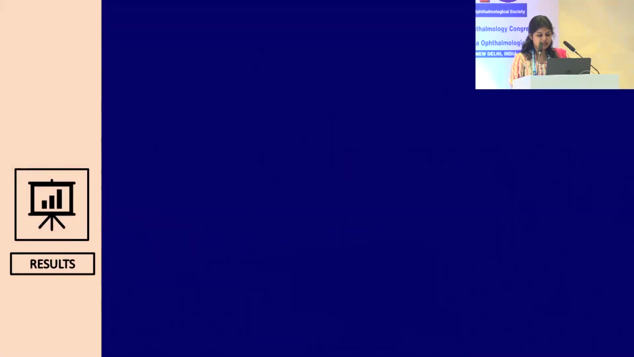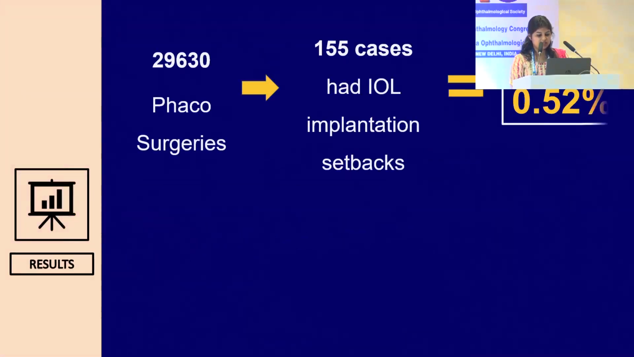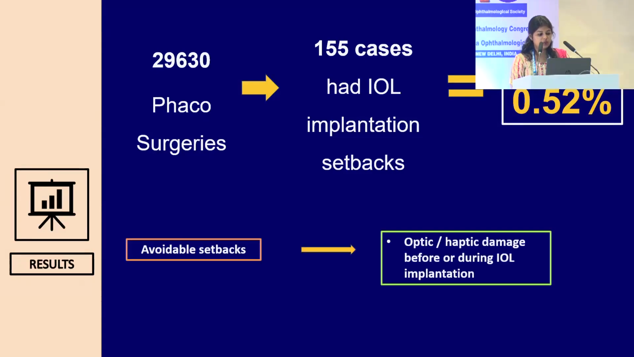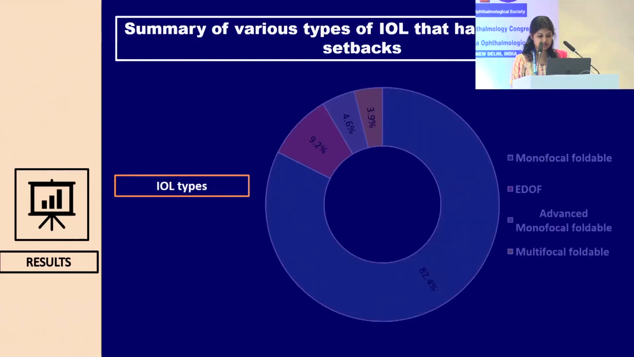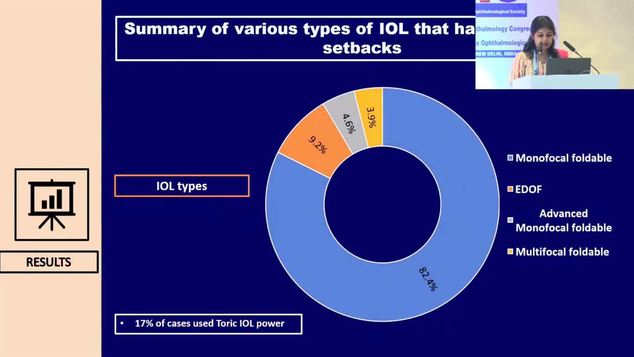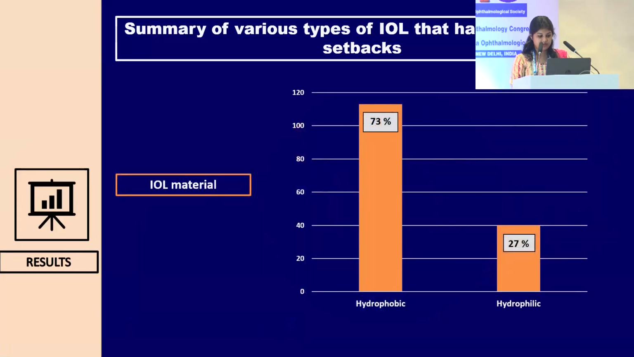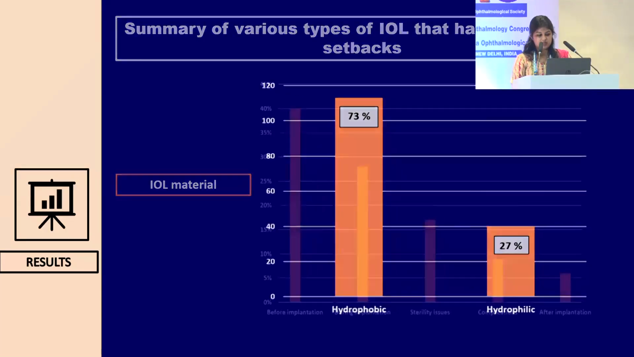Of the 29,630 phaco surgeries, 155 cases had IOL implantation setbacks, which roughly amounts to 0.52%. The avoidable setbacks were optic or haptic damage before or during IOL implantation, and unavoidable setbacks were due to sterility issues and complications. About 82.4% of the IOLs that underwent setbacks were monofocal foldable, whereas 9.2% were EDOF lenses, 4.6% were advanced monofocal, and 3.9% were multifocal lenses. 17% of the cases used toric IOL power. Majority were hydrophobic lenses, and 27% were hydrophilic lenses.